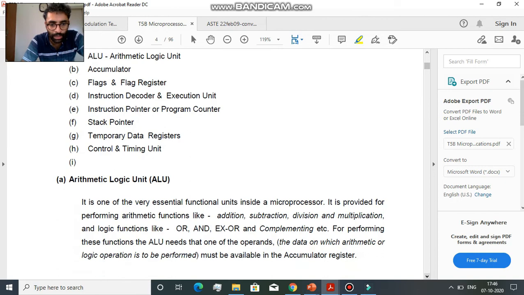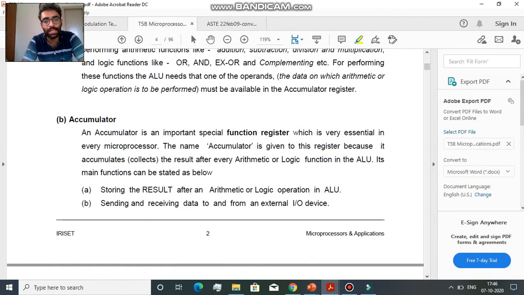What is the function of an accumulator? An accumulator is an important special function register which is essential in every microprocessor. The name accumulator is given to the register because it accumulates the result after every arithmetic or logical function in the ALU.